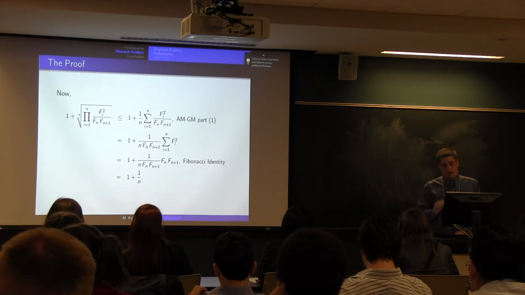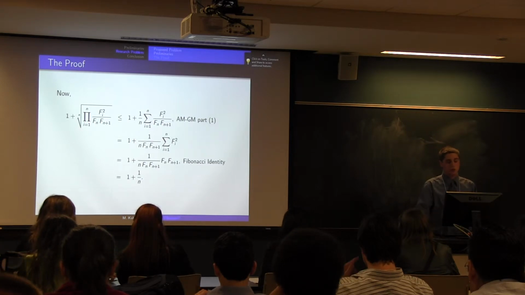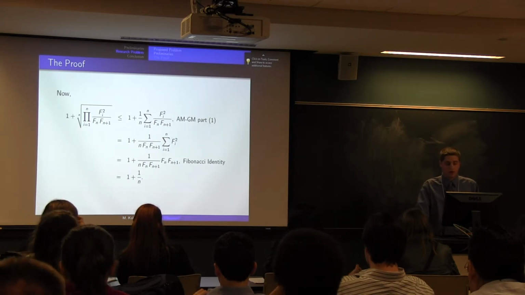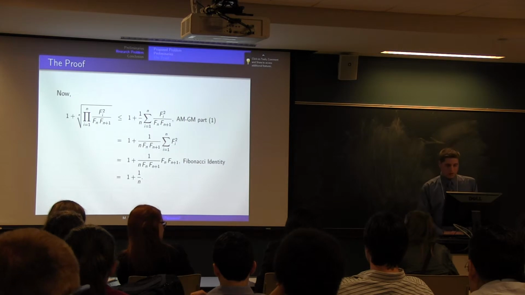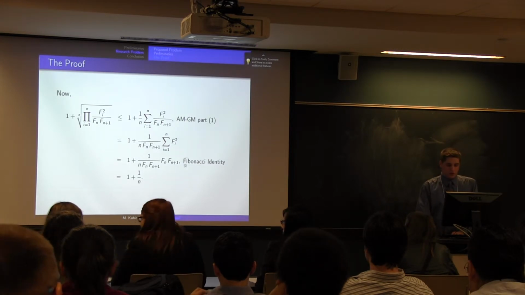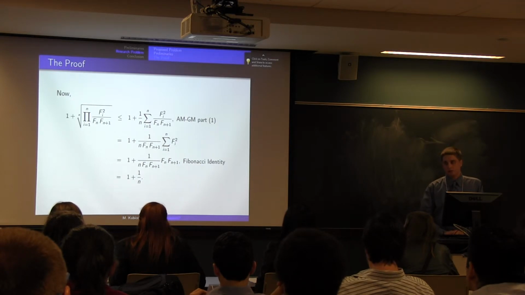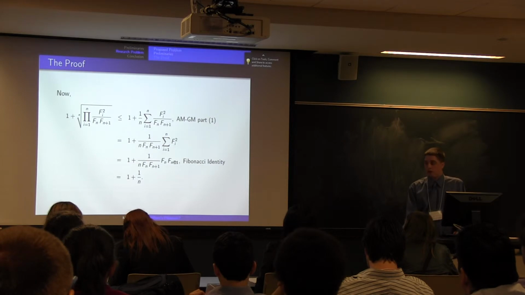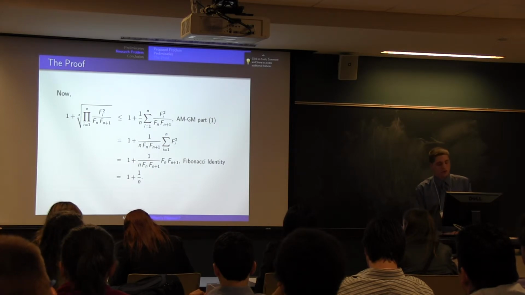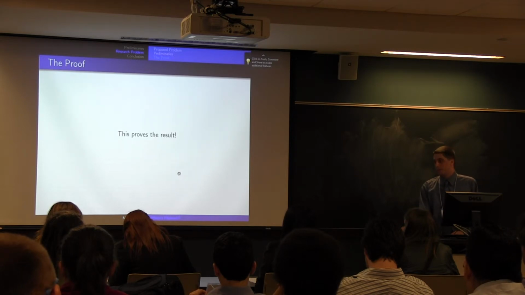Then we use the first part of the AM-GM theorem to say that 1 plus 1 over n times the summation from i equals 1 to n of fi squared over fn times fn plus 1. And then since we knew that f sub i squared was the summation of it, then we just brought it outside, and then we used the Fibonacci identity again, and then we end up finding out that that would be equal to 1 plus 1 over n. So that proves our result.